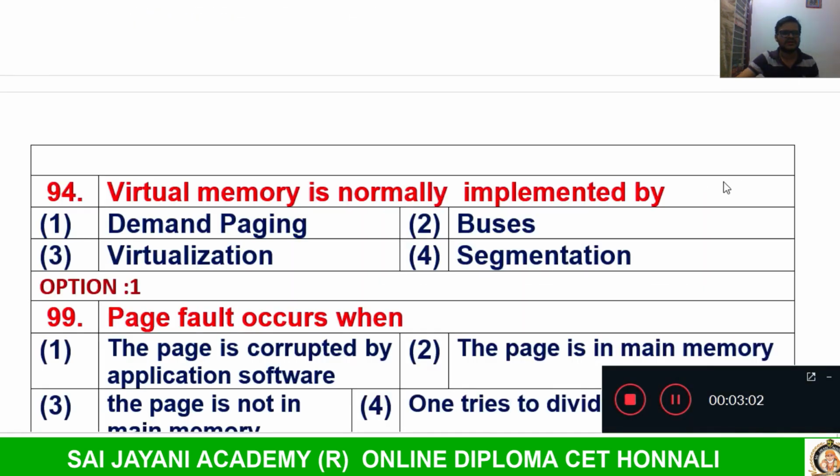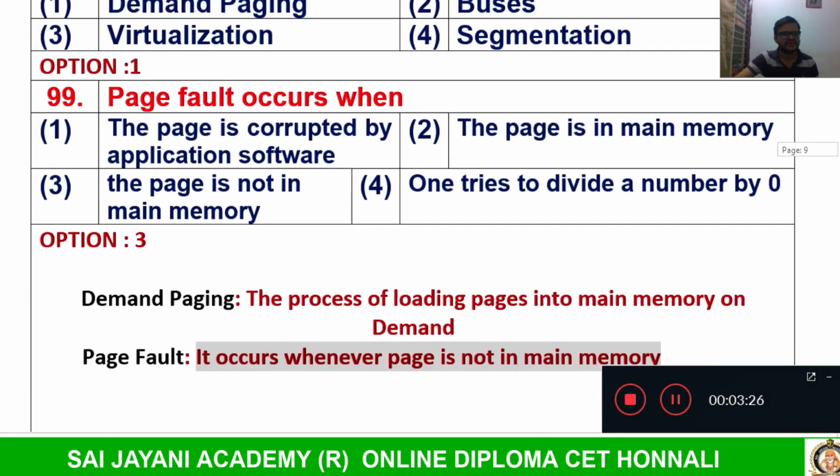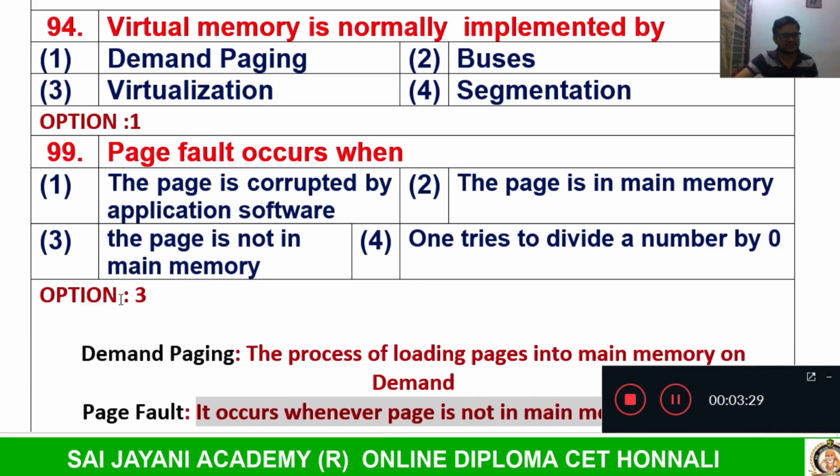So question number 94, the virtual memory is normally implemented by the first option, that is demand paging, which is the right answer. Similarly, a page fault occurs when the third option, the page is not in the main memory, is the right answer. So for question number 99, option number 3 is the right answer.